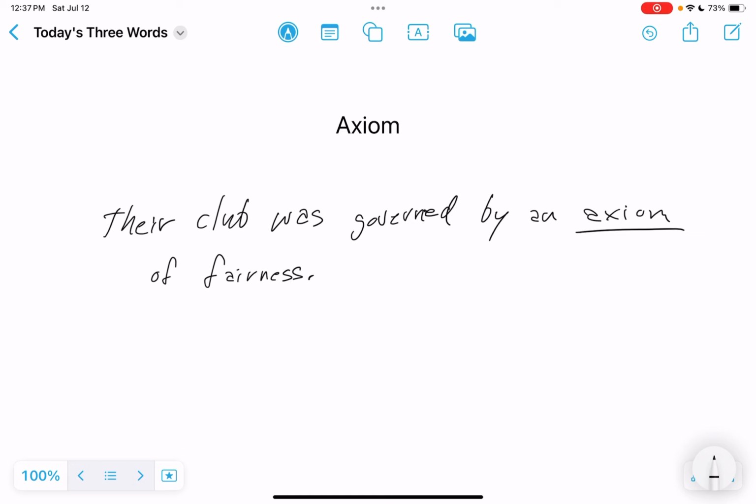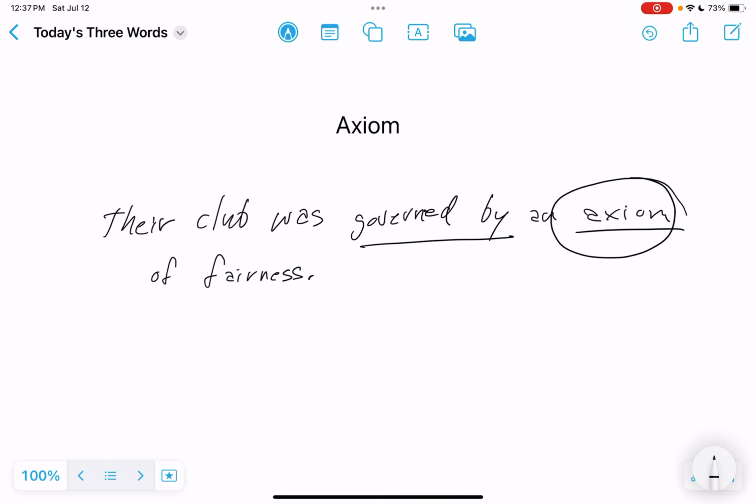All right, and here's axiom. Axiom again means established rule or principle. This club is governed by or driven by the idea that they want to be fair to all of its members. So whatever kind of conflicts they have within this club, they try to resolve them in a fair way. But it's governed by this axiom, this established rule or principle that this club has adhered to.